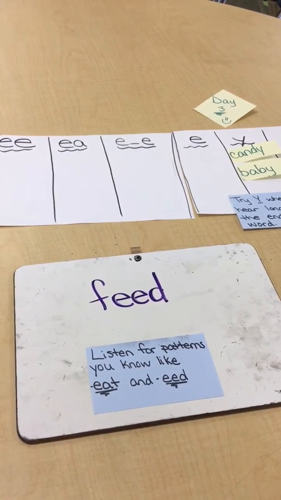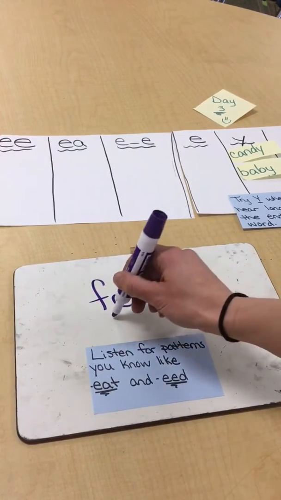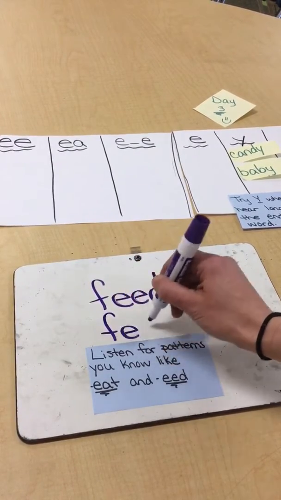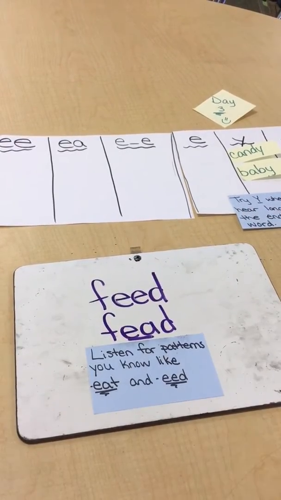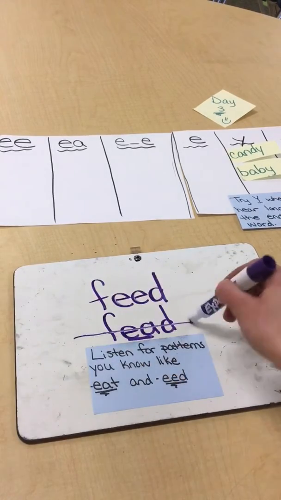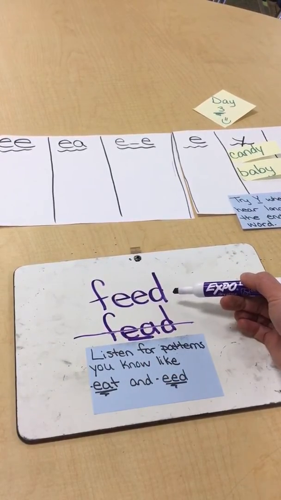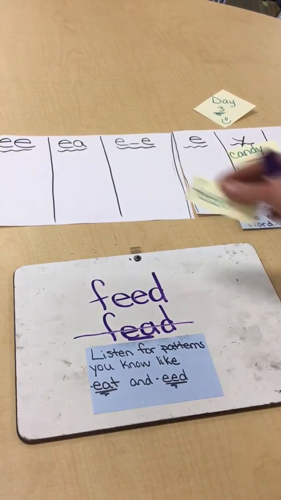If you weren't sure, try it another way. Let's say you didn't know if it was an EE or an EA. Write them both. Feed. My long E sound in the middle, I wrote it with an EA. Now check them. This one does not look like a word. This one does. Feed is spelled F-E-E-D.